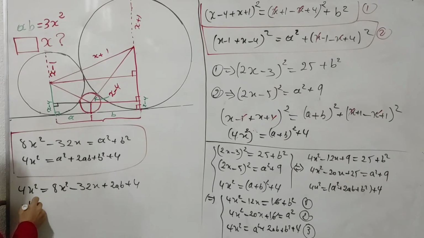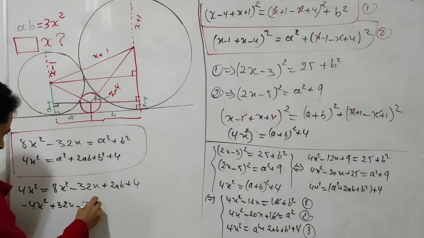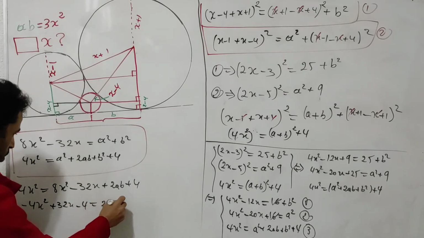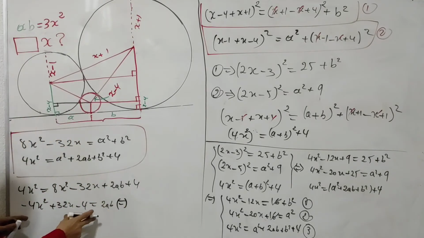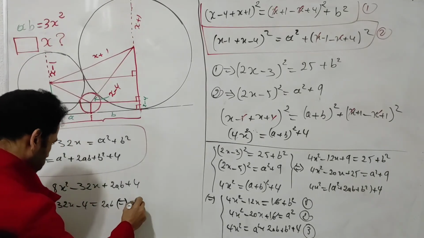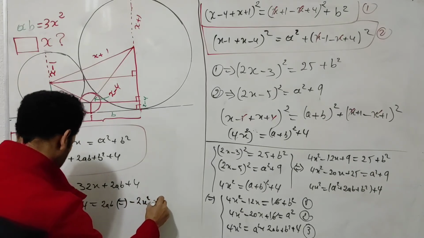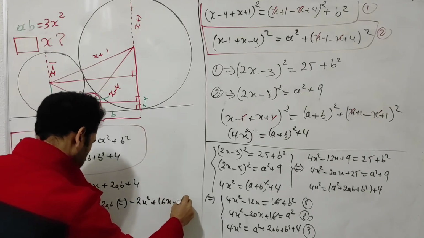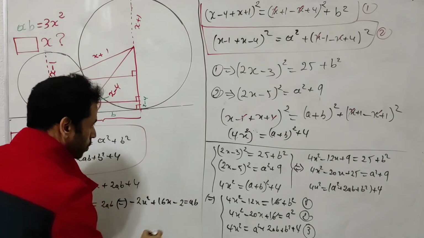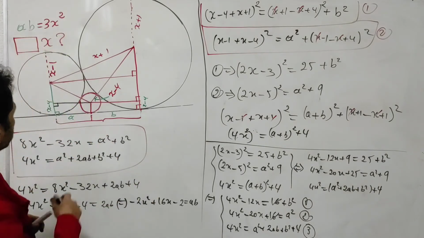I will get minus 4x squared plus 32x minus 4 equal 2 times ab. Equivalent, I'm going to simplify this one more. I'm going to divide both sides by 2. I will get minus 2x squared plus 16x minus 2 equal to ab. Okay, we have ab equal to 3x squared as the first condition.